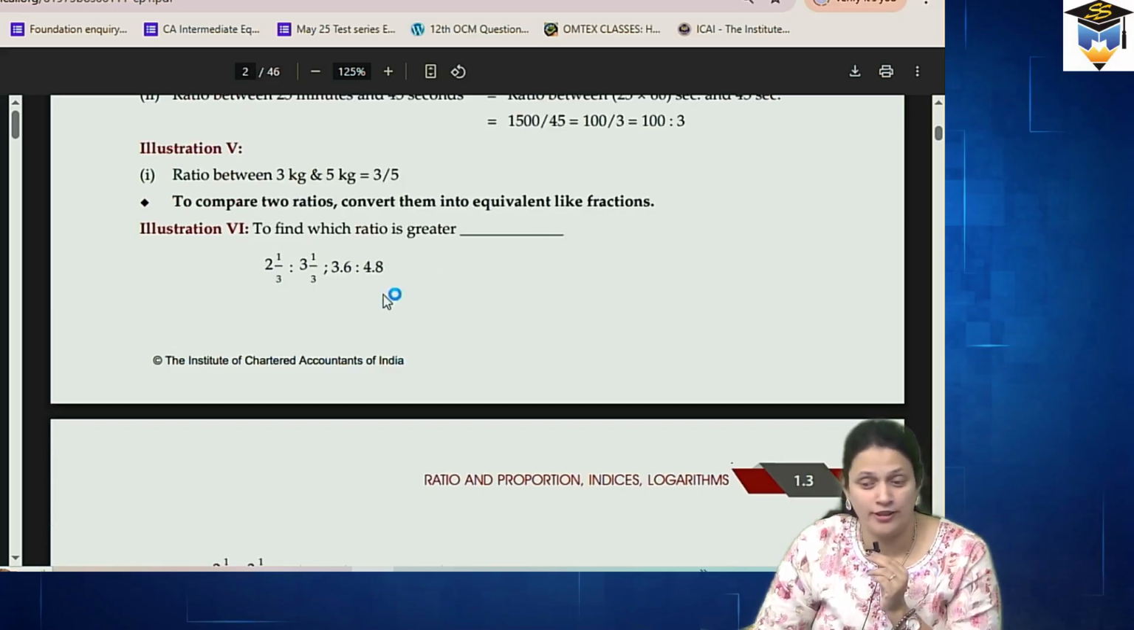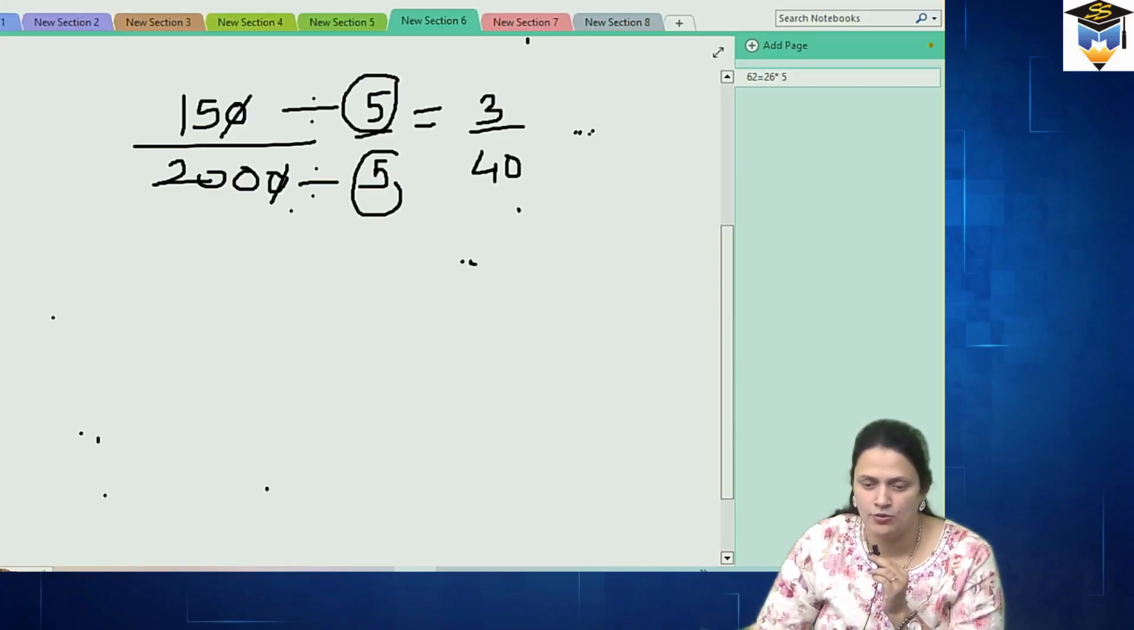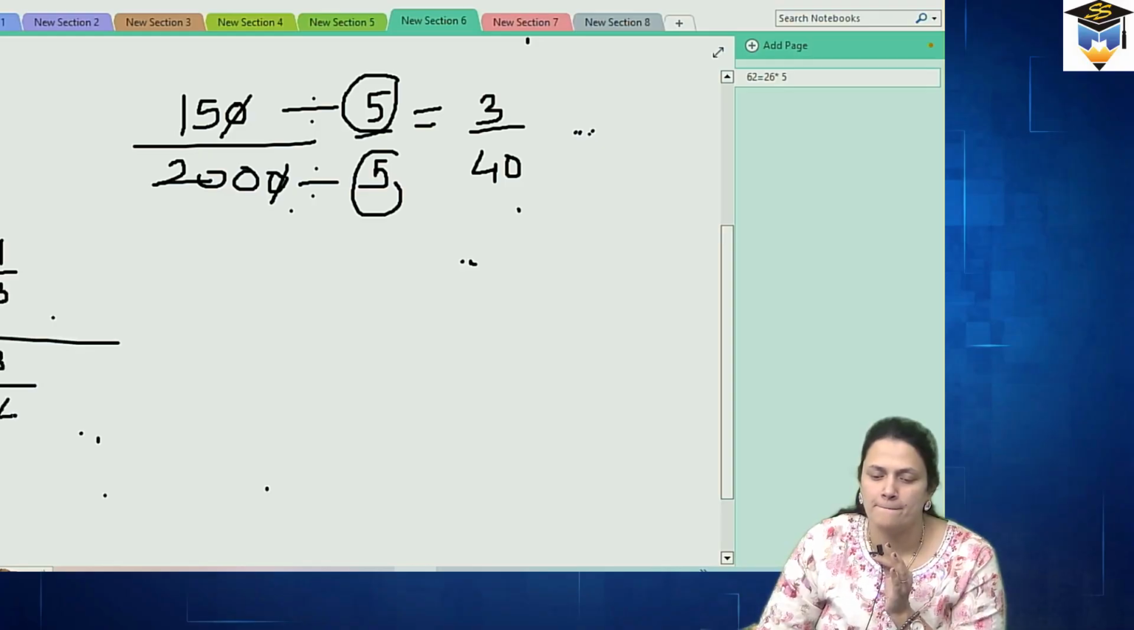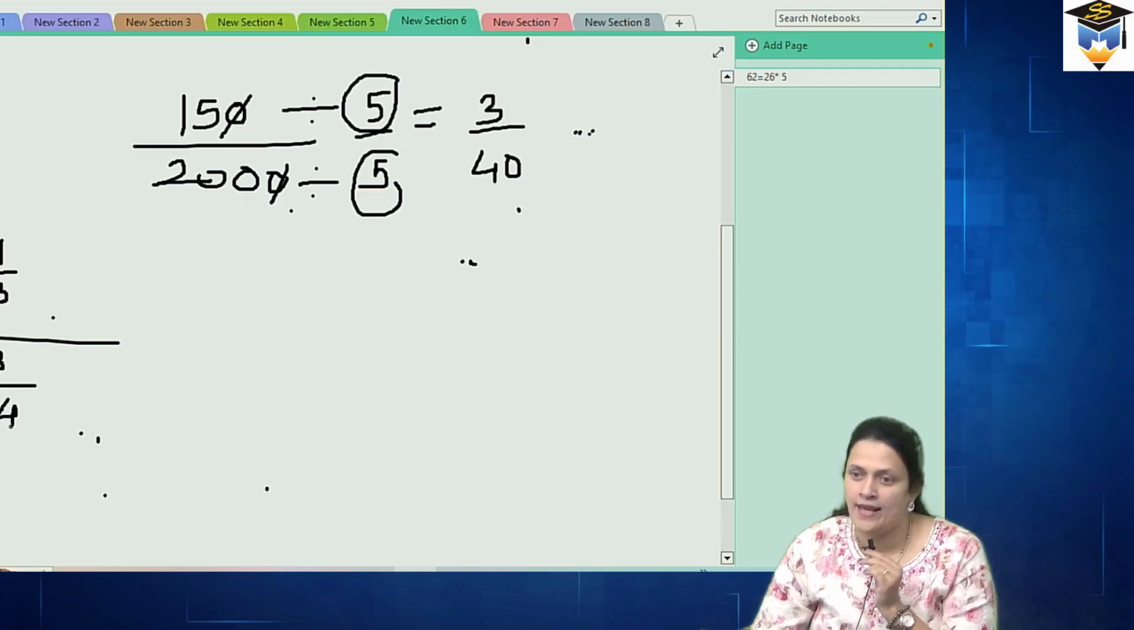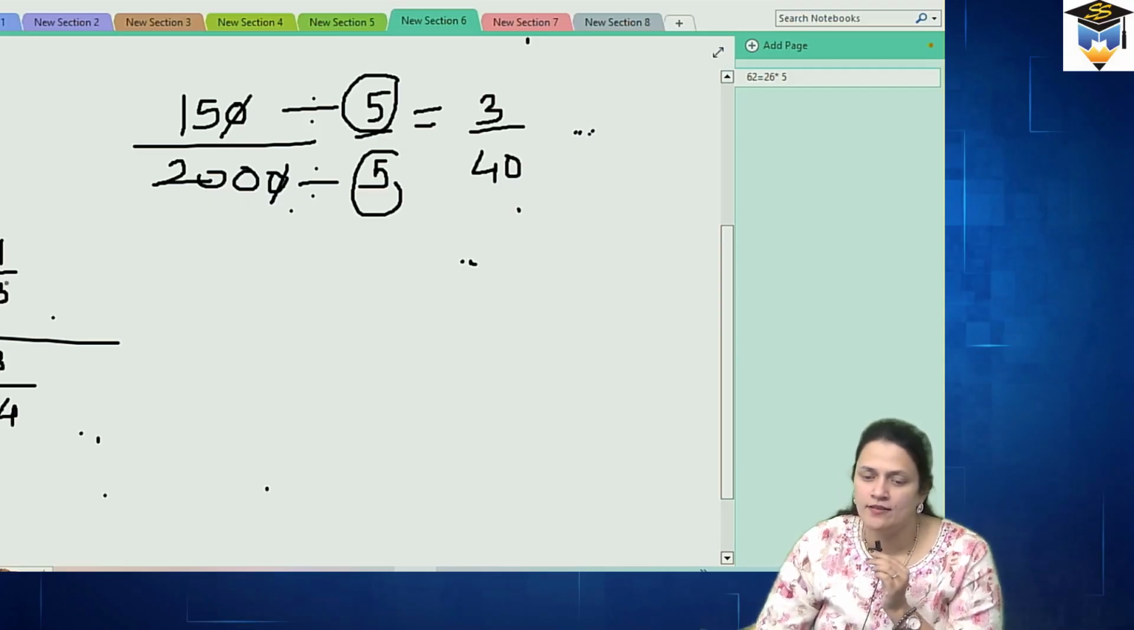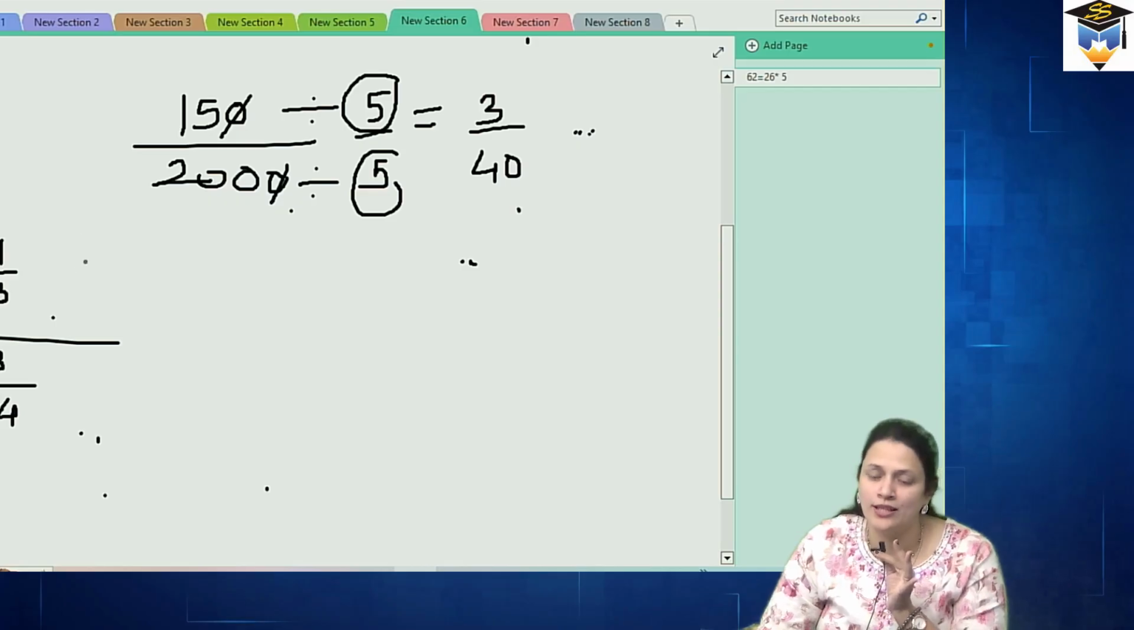Now this is also important again. 2 integer 1 by 3 and 3 integer 1 by 2. They have taken mixed fractions. So let us take an example. You have to take the ratio of 2 integer 1 by 3 to 4 integer 3 by 4. What is this called? Mixed fraction. Why mixed? Because 2 is a whole number and 1/3 is the fractional part.